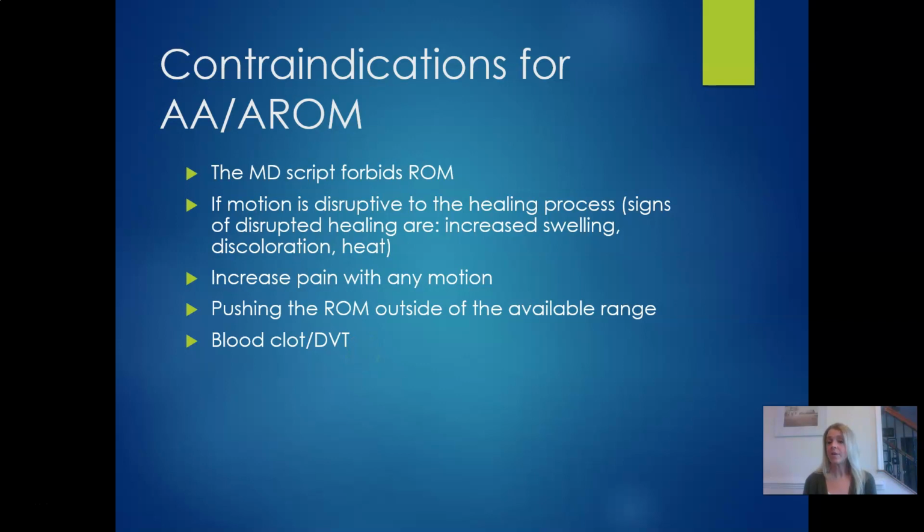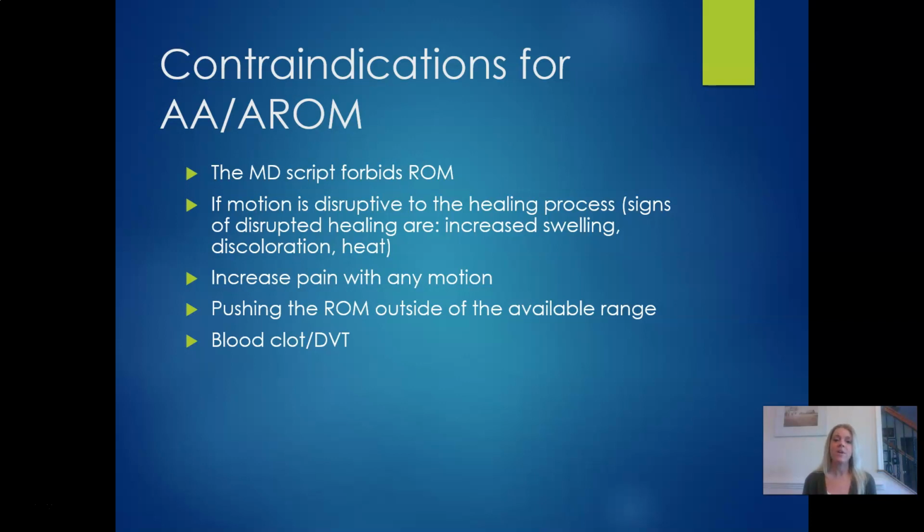Contraindications to range of motion or active range of motion would be if the script forbids it. Like I said, some of our fresh rotator cuffs are not allowed to perform any type of active range of motion initially. And that's because motion would be disruptive to the healing process. They just reattached a tendon. We don't want them to contract that muscle at all to pull where they just reattached it.